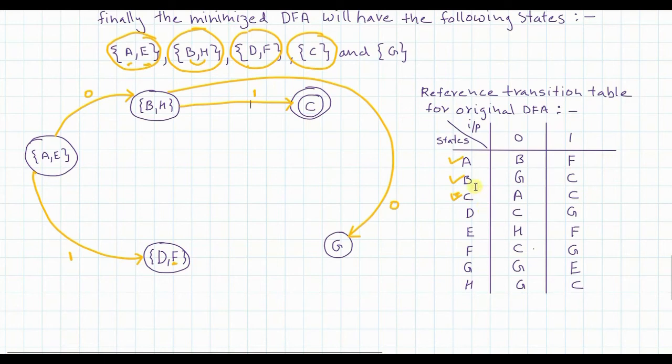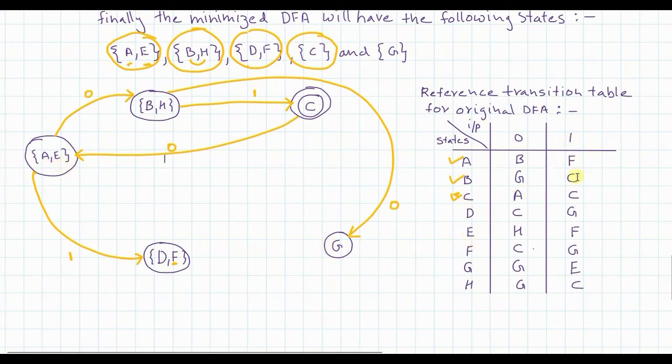Okay. So this is the transition for B. Now C on 0 goes to A. Which is that state where A is present as one of the elements? So when I say C on 0 goes to A, C on 0 should actually go to AE. I will draw C on 0 goes to AE, because A is one of the elements in that subset.